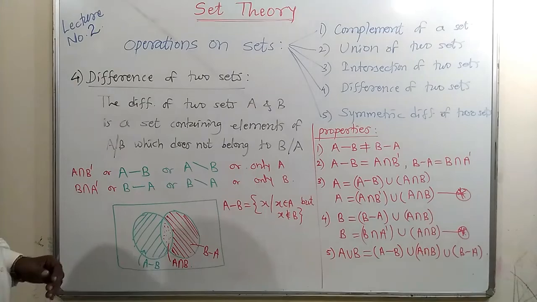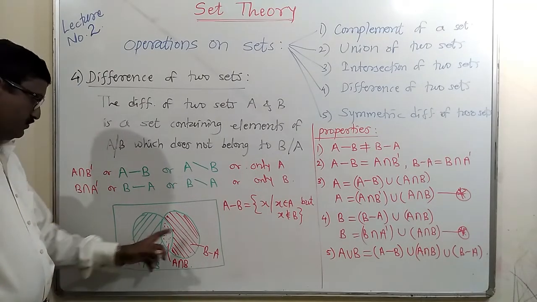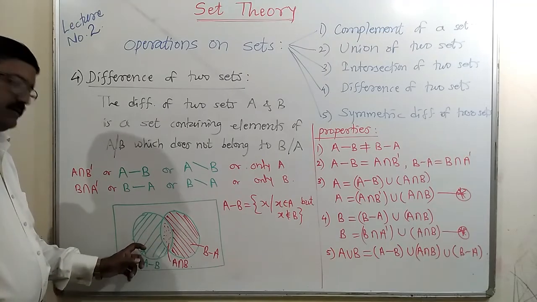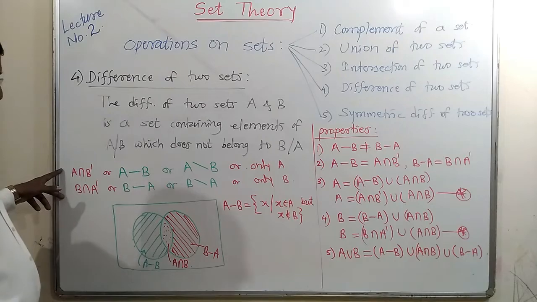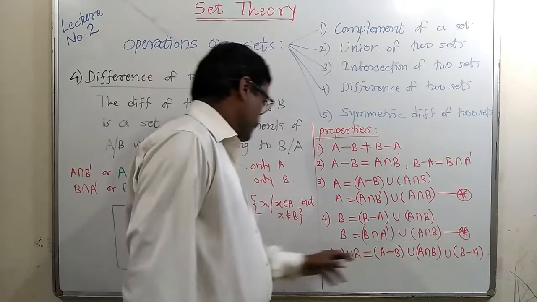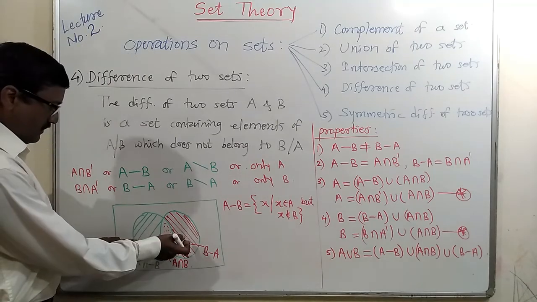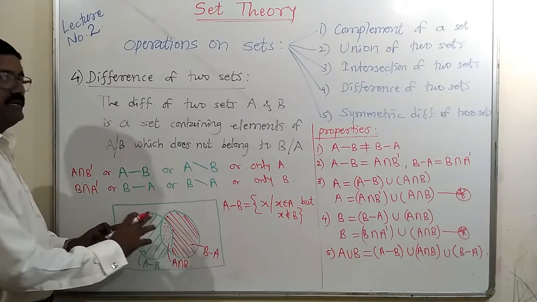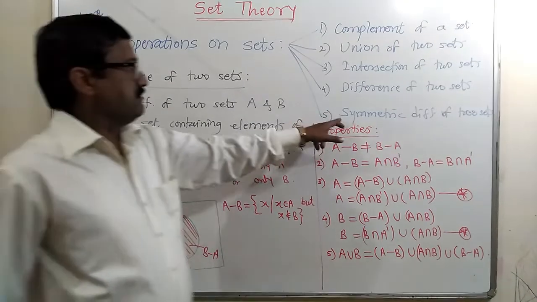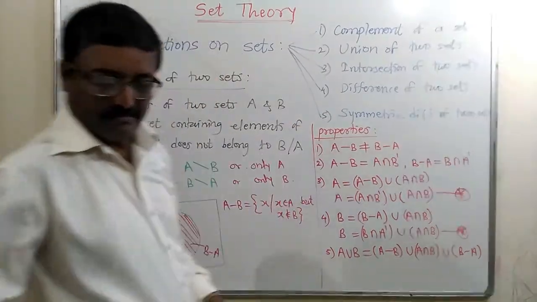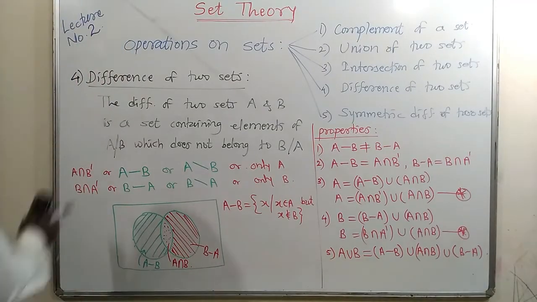Okay. Now, here we have taken the union of the first difference with the intersection, and the second difference with the intersection. But if you take the union of these two differences, then that will be the symmetric difference of two sets. Let us see that last type of operation on two sets.